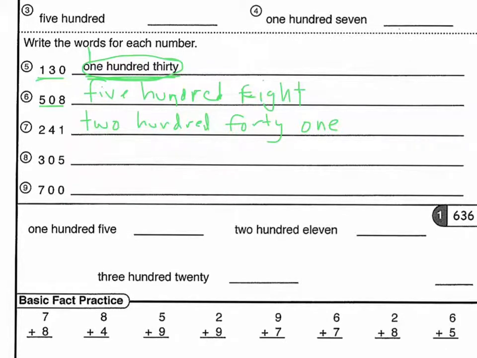The next one, number 8, is 3, T-H-R-E-E hundred. No word "and." A lot of kids like to put the word "and" in there. 305. All right, and number 9, all you had to do is write 2 words, 7, and the word hundred. Did you spell hundred right on all of these? Check that out and see if you did. If you didn't, erase your mistakes and fix them.